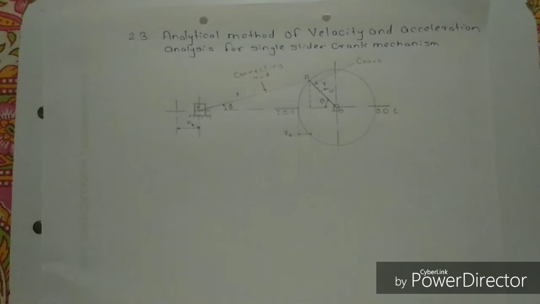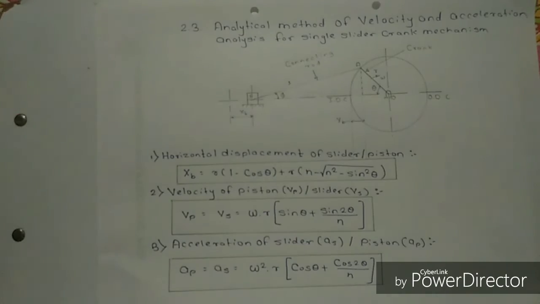Using the following formulae, various parameters used in analysis of single slider crank mechanism can be calculated. Now I explain the different formulae. First, horizontal displacement of slider or piston. Second, velocity of piston VP or slider VS. Third, acceleration of slider AS or piston AP. Fourth, angular velocity of connecting rod. And fifth, angular acceleration of connecting rod.